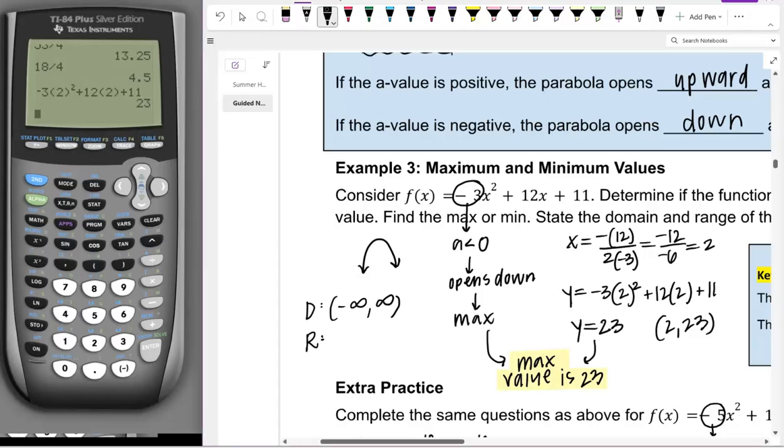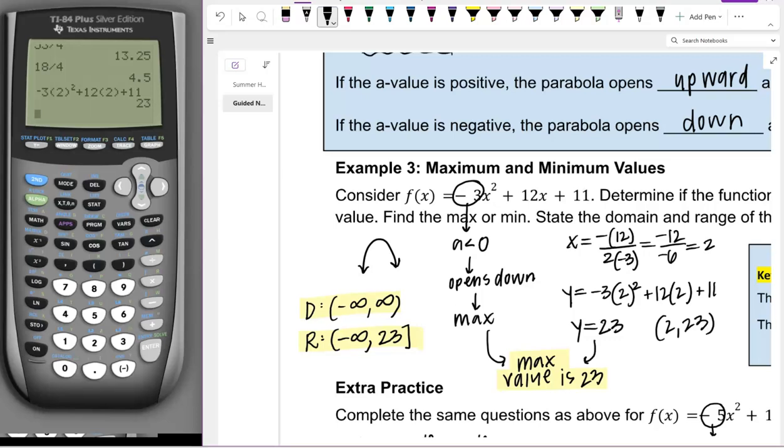And since it opens down, I know my range is going to start at negative infinity because it's going down forever. And the maximum value is 23, so it can only go up to 23. It can equal 23, as we saw when x equals 2, y equals 23. So that's why I use a bracket there to represent that the y value can equal 23. Remember, domain is x, range is y. So you can have anything for x, but you can only get numbers between negative infinity and 23 for y.